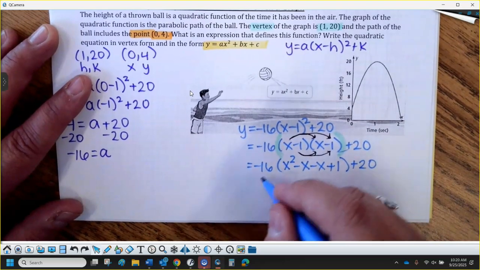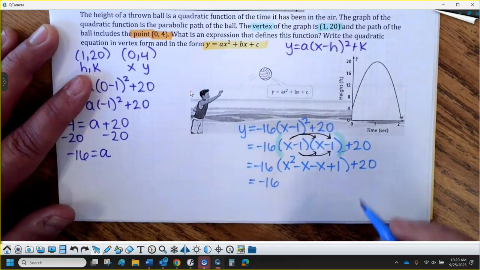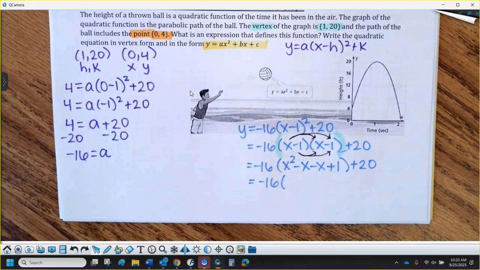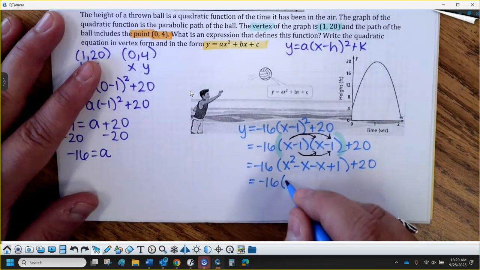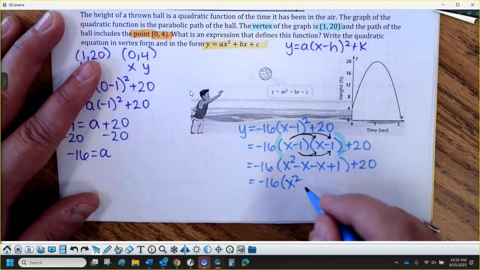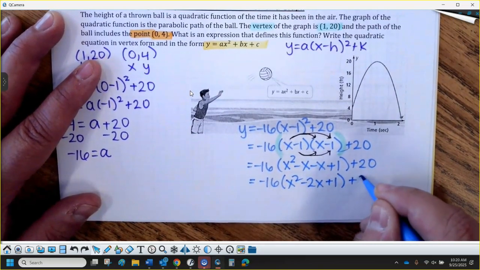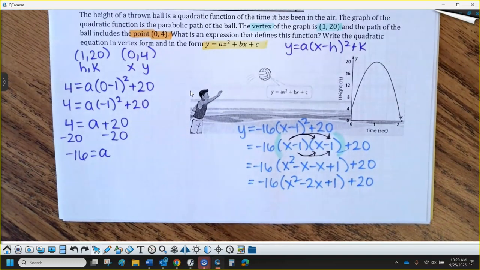All right, so not always, but pretty much most of the time, if you do kind of like a FOIL or box to multiply two binomials together, which is what I got going on, you'll have some like terms, and they usually end up in the middle that you can just put together. So I've got x squared minus x minus x, which would simplify to be -2x, and I have this +1. Okay, now you'll notice I kind of maintained those parentheses. That -16, sorry, out in the front is only being multiplied by that x minus 1 squared, so I kind of kept the 20 on the outside.